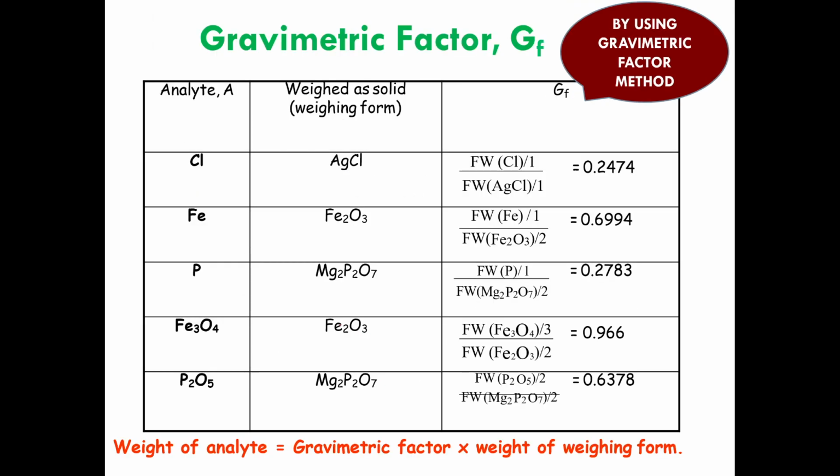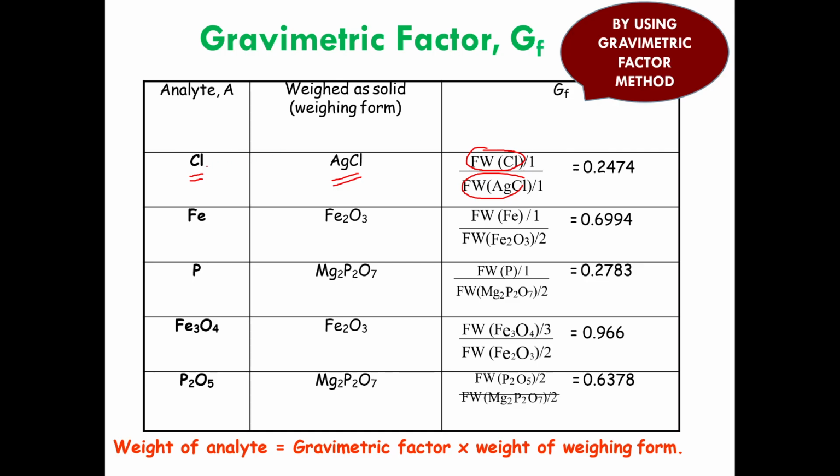So we look at this example. For example, for chlorine ion, the analyte is Cl, and the precipitate is silver chloride. Okay, so by calculation, we need the formula weight for Cl, and then we divide it by the formula weight of silver chloride. So in this calculation, you see formula weight for chloride divided by 1. So 1 here is how many atoms of chlorine ion.